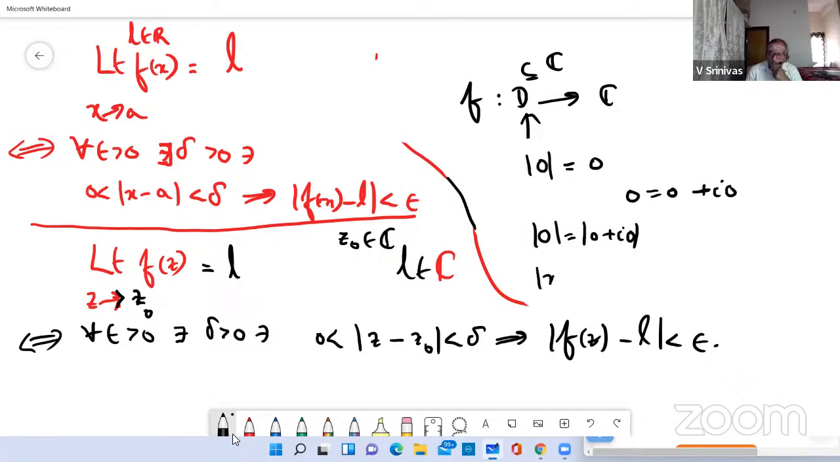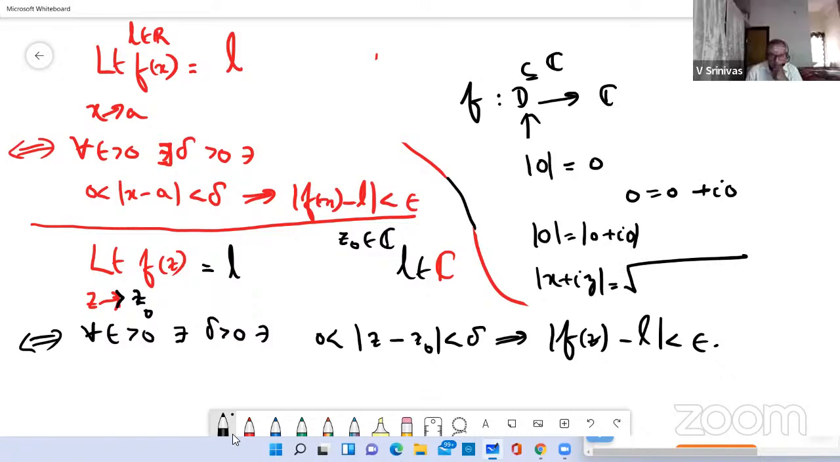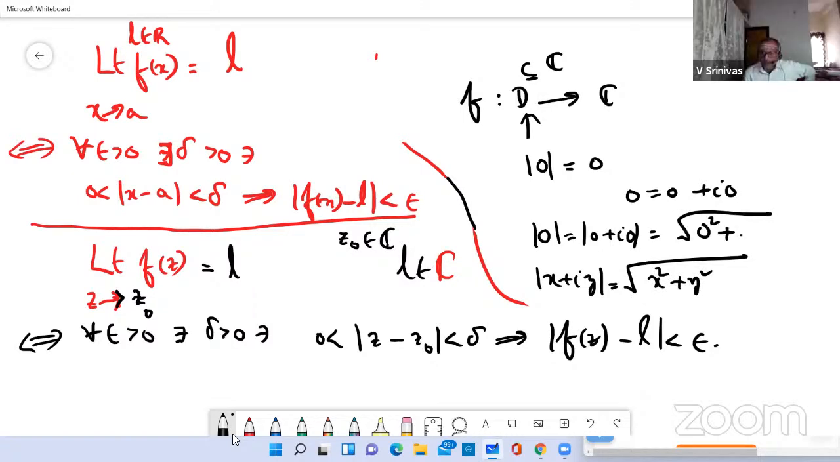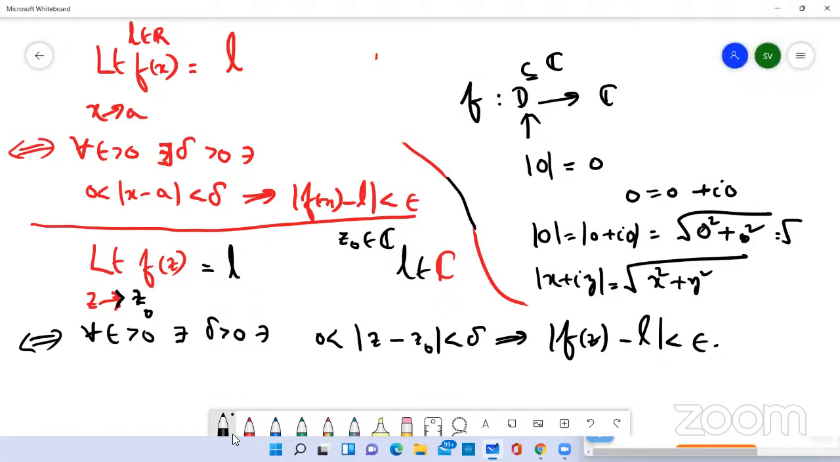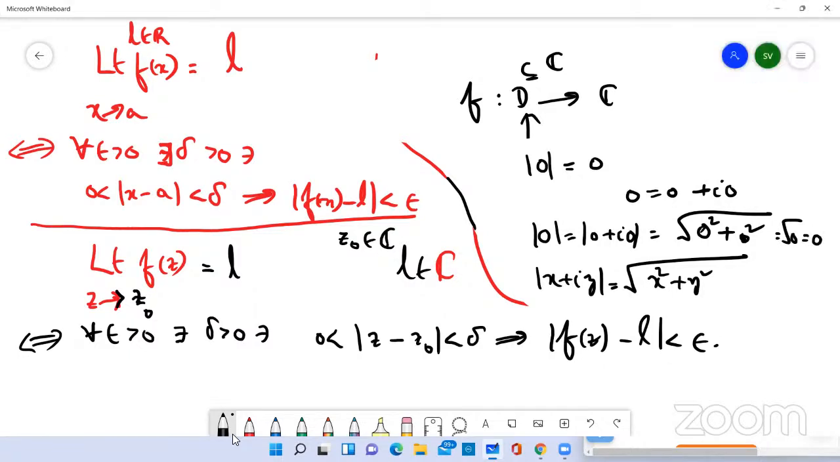How do you define modulus of x plus iy? Modulus of x plus iy is equal to root of x square plus y square. Here x is 0 and y is 0. What is 0 square? 0. 0 plus 0 is how much? 0. Root 0 is how much? 0. So it is 0.